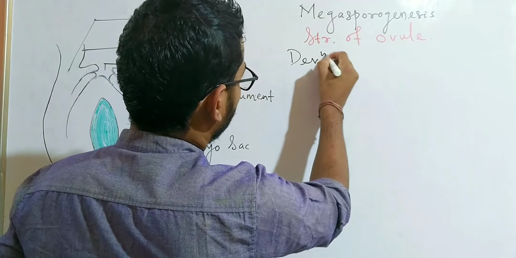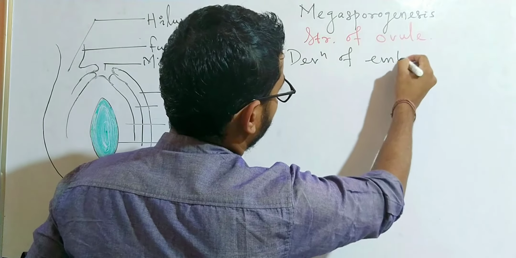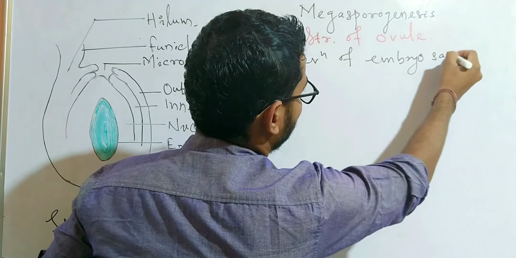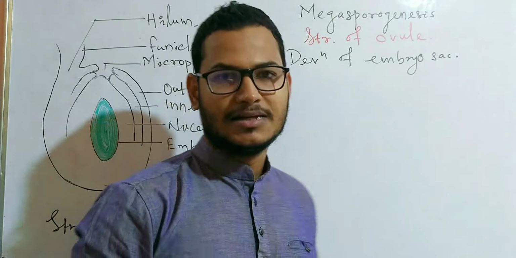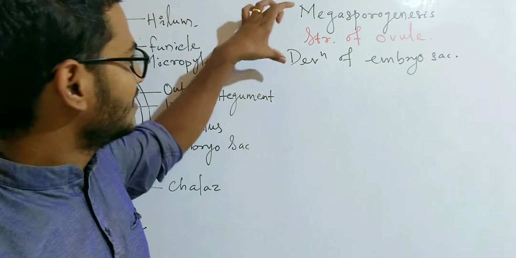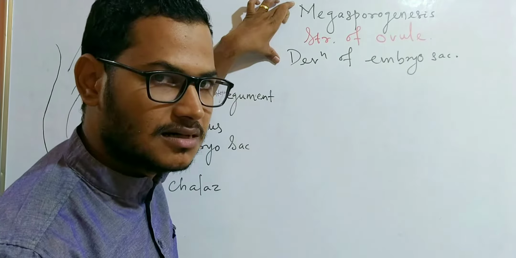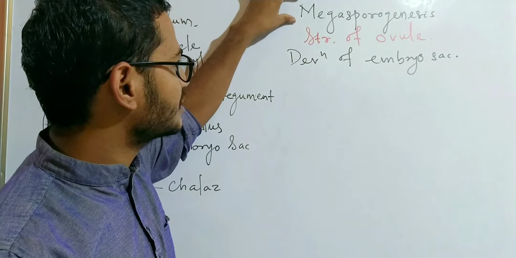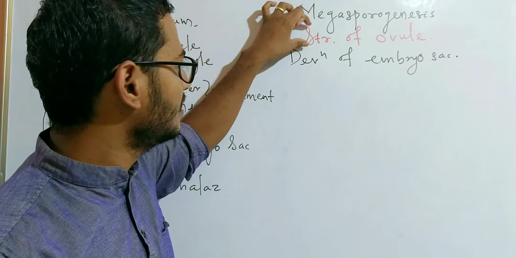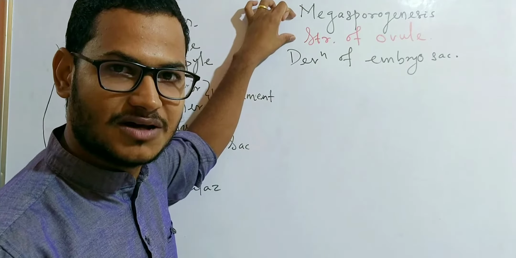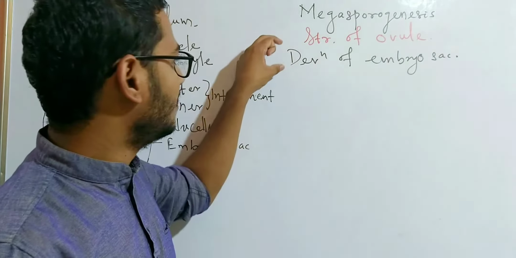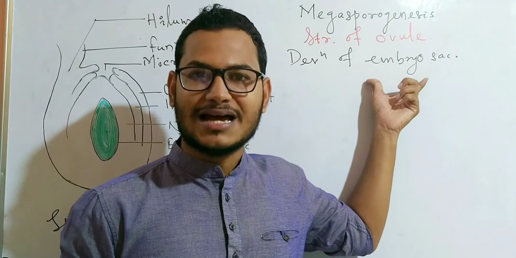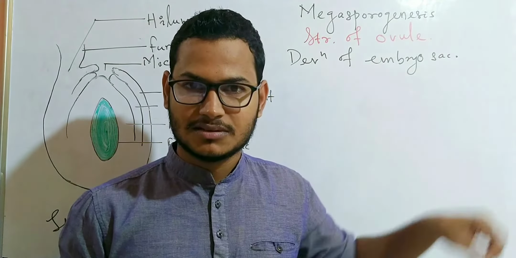So development of embryo sac or female gametophyte. We will discuss these three things in a very easy way. So remember the megasporogenesis, the structure of ovule, how the ovule is developed and what is its structure, and how the embryo sac will develop. Clear?